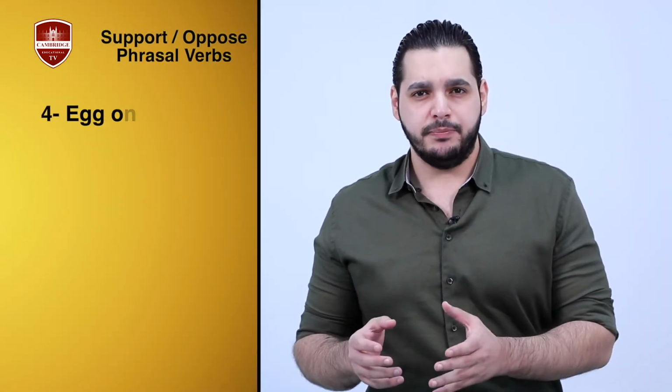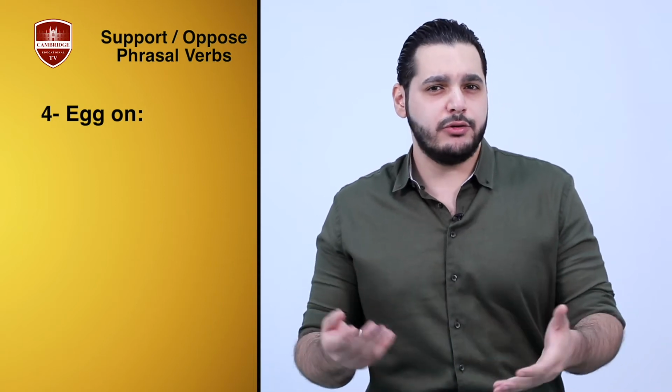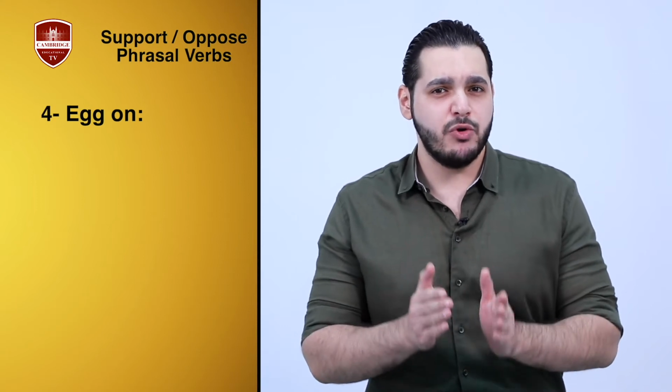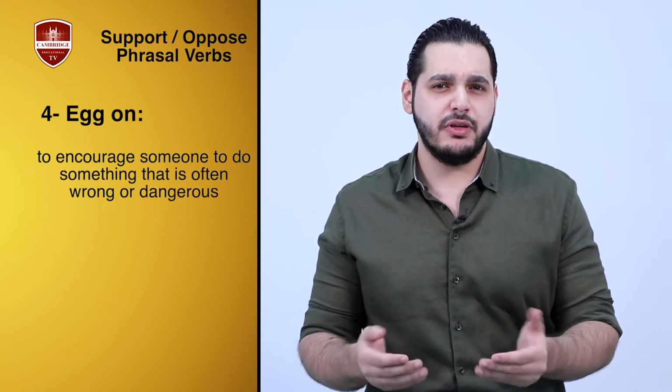The fourth phrasal verb for today is egg on. Now, this phrasal verb is used to show that you support and encourage people, but in a negative way. Because if you egg someone on to do something, that means you encourage them to do something that is often wrong or dangerous. Let's have examples.